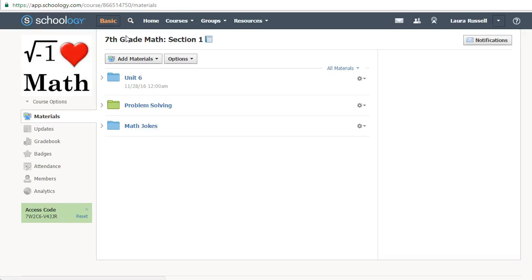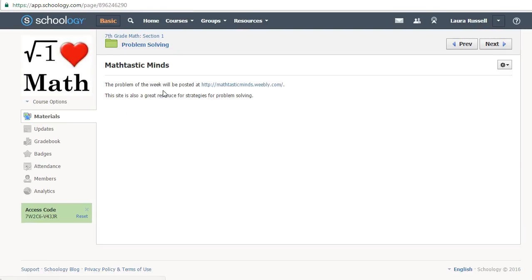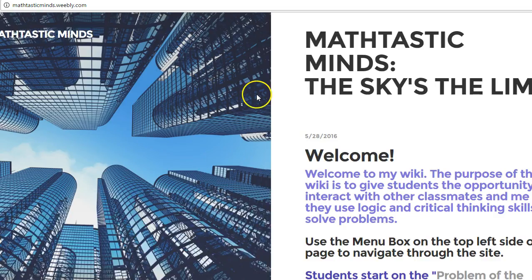Finally, let's go back to the home page for 7th grade math. I have a folder for problem solving. Because the curriculum that I have does not include a lot of problem solving, I wanted to include a folder for this. And the first one is a link to my wiki, which we created in Productivity and Practice with Professor Ramirez.